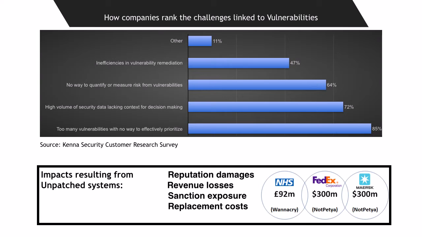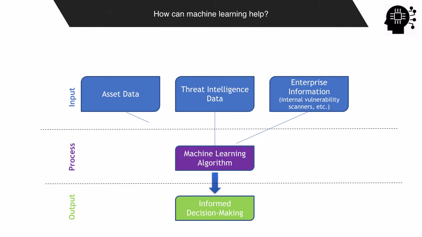So the industry itself also recognizes that the current solution is flawed and that there are too many vulnerabilities to cope with effectively. This came up in a Kenna Security report, in which the last point here measured that 85% of companies agree with this statement. This is their biggest problem at the moment. This is the same problem that led to the NHS losing £92 million and both FedEx and Maersk losing £300 million in the attacks outlined previously.